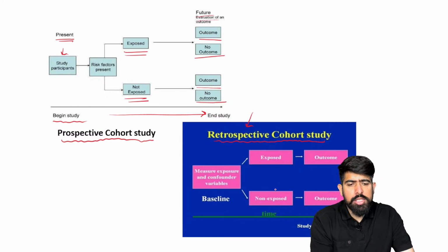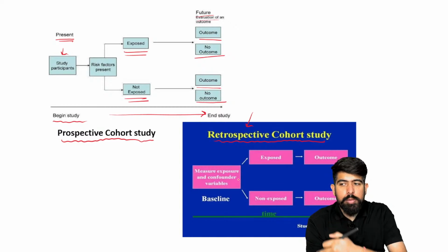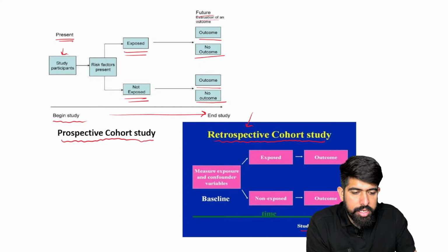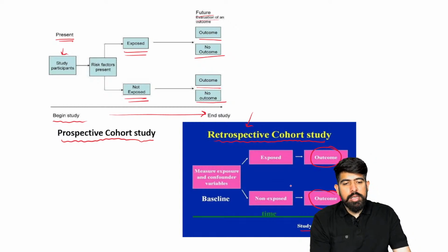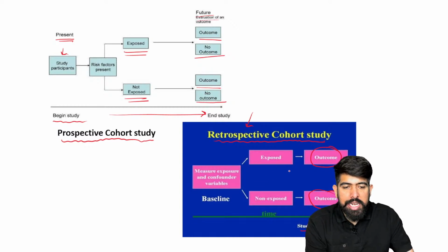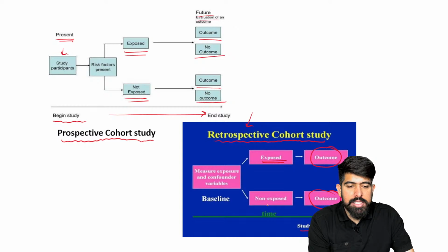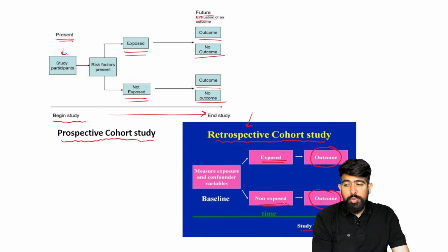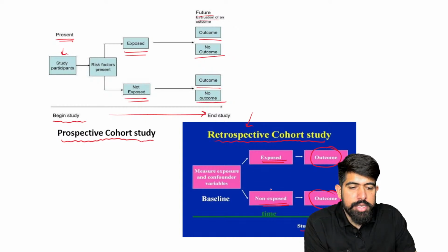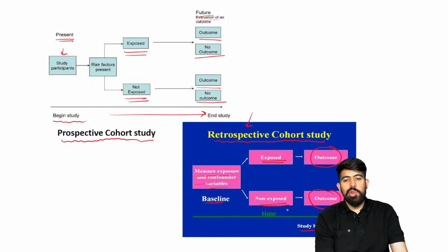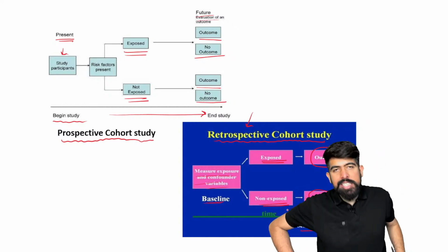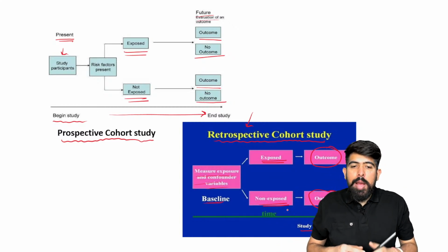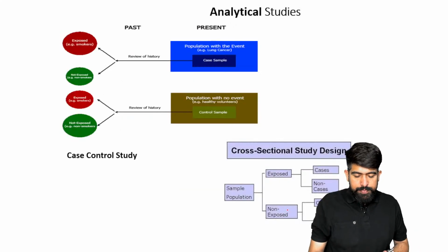If we're talking about the retrospective, we have to go backward, and we start the study from the outcomes. As we start from the outcome, we go back and ask the patient whether they were exposed to the risk factor of this particular disease. And with this we measure all the confounding variables at baseline. So this is retro, we are going backward. This is known as the retrospective cohort study. If you are going into the future, that is known as prospective cohort studies.